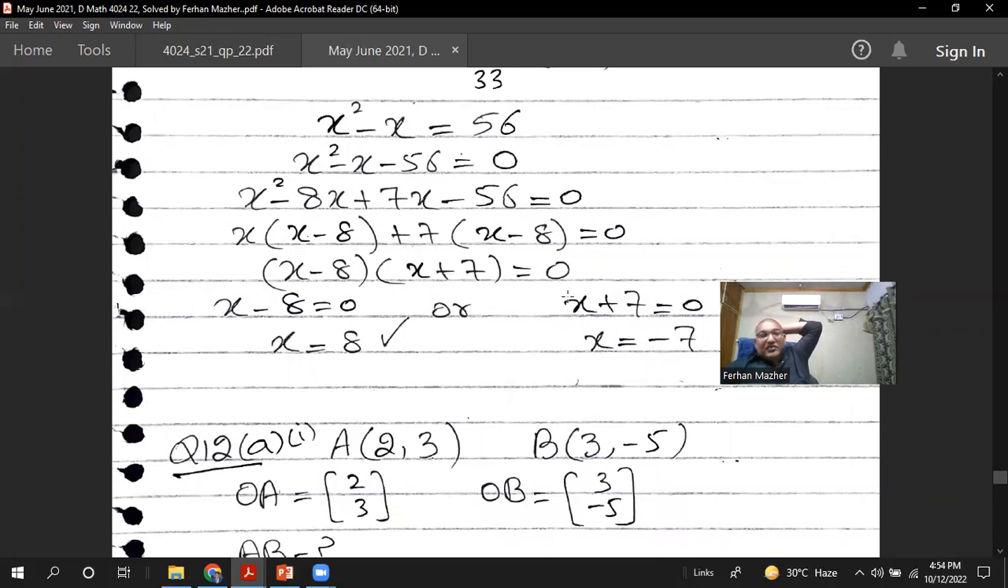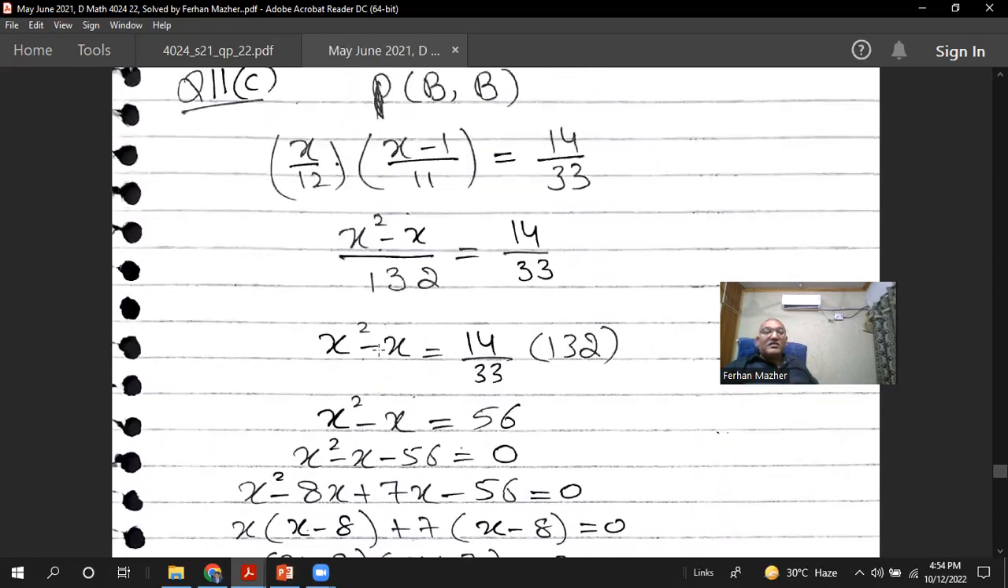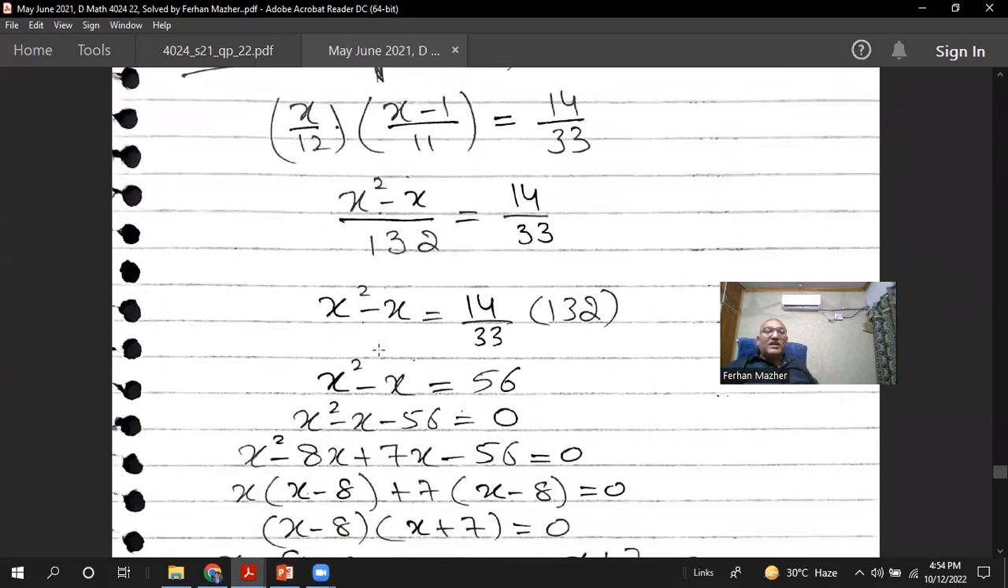So x minus 8 is 0 or x plus 7 is equal to 0, because these two brackets multiply and the answer is 0. So x minus 8 equals 0, x will be equal to 8. x plus 7 equals 0, so x will be equal to minus 7. Don't neglect this. The actual answer is the positive number. This is how you will do question number 11.